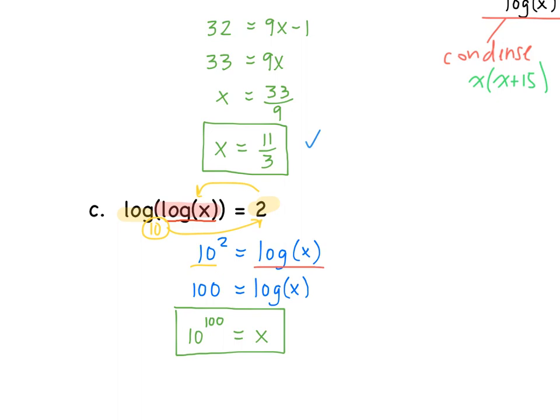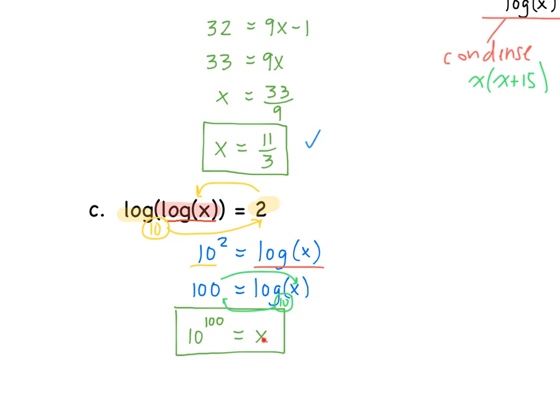Okay, well 10 squared is 100. Equals log of x. Well, we still have a log equals a number scenario, so what do we have to do? We have to convert one more time. The base of the log isn't written in, so I know it's a base 10. We identify our base, we raise it to the other side, we set it equal to that argument, and we're left with 10 to the 100th equals x.